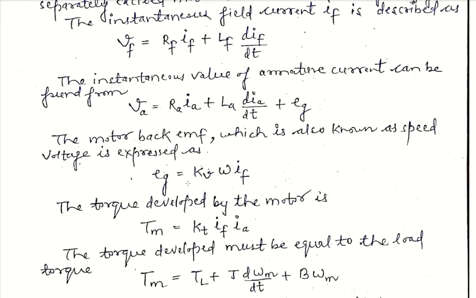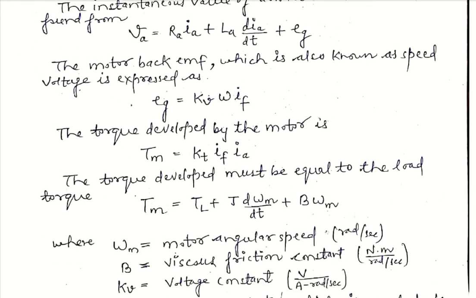According to the generated EMF equation, EG equals phi Z N upon 60 times P by A. By this expression, we easily see that the back EMF is directly proportional to speed as well as field current, and KV is the voltage constant. The torque developed by the motor is given as Tm equals Kt, the torque constant, times IF and IA. Both are there, because we know that T is proportional to phi IA, and phi is proportional to IF in the case of a separately excited DC motor, and IA is the armature current. So this is the expression for the torque developed by the motor.